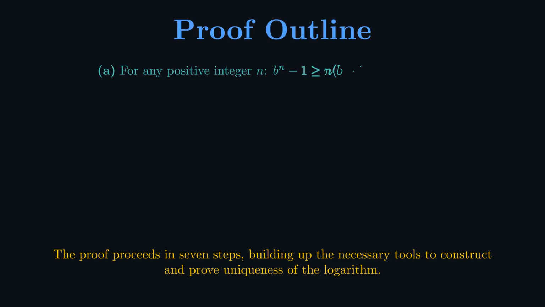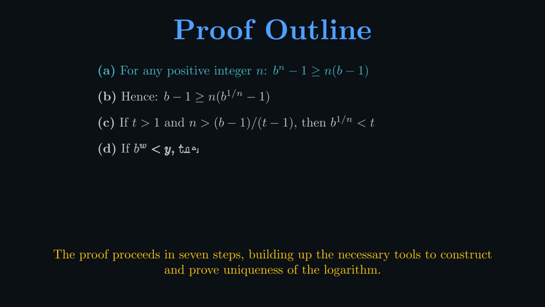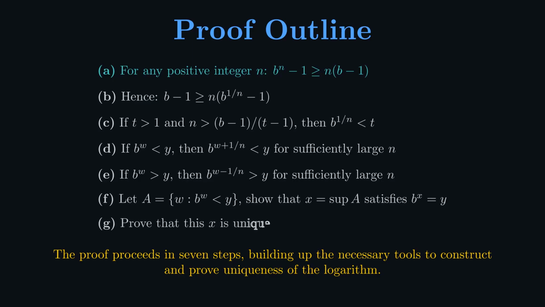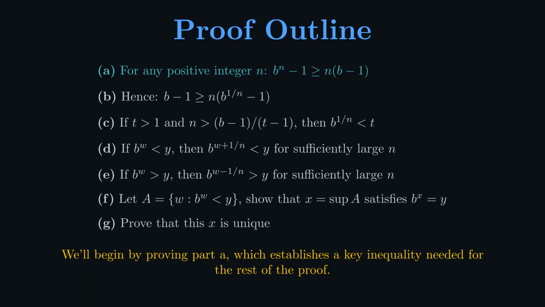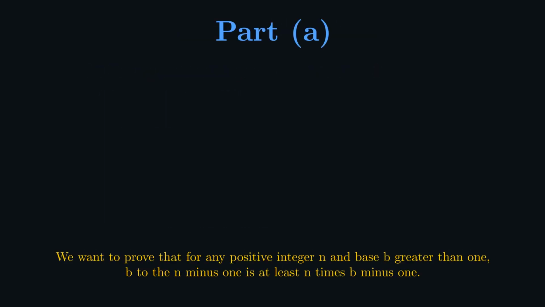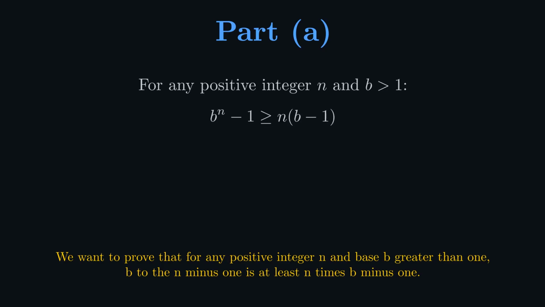The proof proceeds in 7 steps, building up the necessary tools to construct and prove uniqueness of the logarithm. We'll begin by proving part A, which establishes a key inequality needed for the rest of the proof. We want to prove that for any positive integer n and base b greater than 1, a certain expression is bounded below by n times b minus 1. The key idea is to show that this expression can be written as b minus 1 times a sum. We'll discover this factorization through direct calculation.